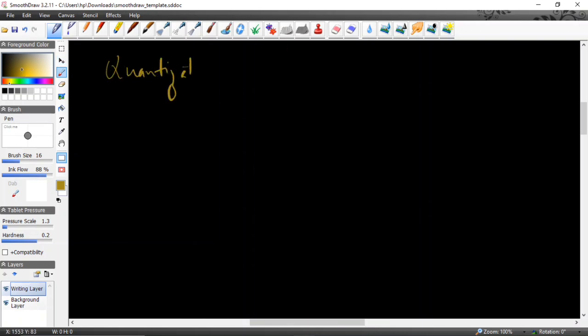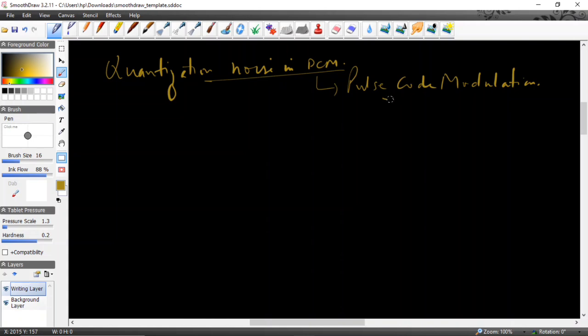The quantization noise in PCM. Okay, PCM stands for pulse code modulation. It is basically a way through which analog signals are communicated using a digital signal. That is what is called pulse code modulation. Okay, so what we do in the PCM, if we have some analog signal, maybe like this.